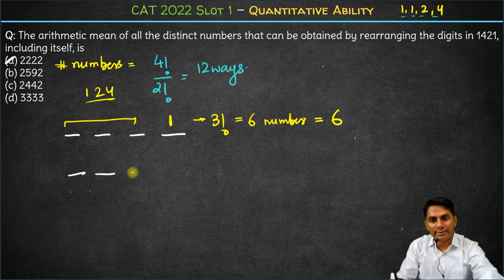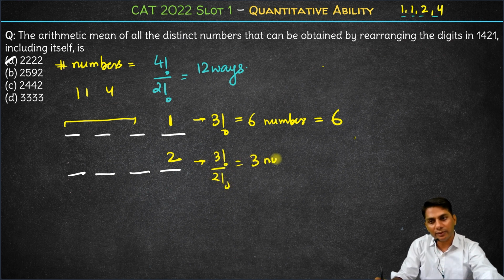Okay. Similarly, now if you have a 2 over here, so from 1, 1, 2, 4, if you put a 2 over here, you have 3 digits out of which 2 are similar. So the number of numbers formed will be 3 factorial upon 2 factorial, which is 3 numbers, right? And if you add the unit digit, the place value of the unit digit will be 2 into 1, 2, and you will add this 2 three times. So 3 into 2 is 6.